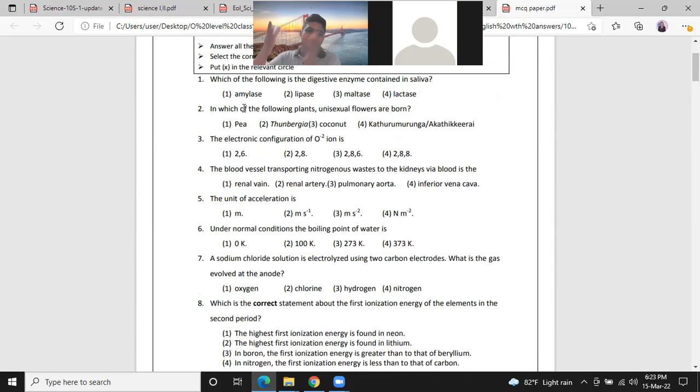Okay, when we come to this example: which of the following is the digestive enzyme contained in saliva? So you have to understand what these enzymes are and for which purposes they are reactive. So what is the main enzyme that you can find in saliva? Just cover all the theory parts, not only this MCQ.